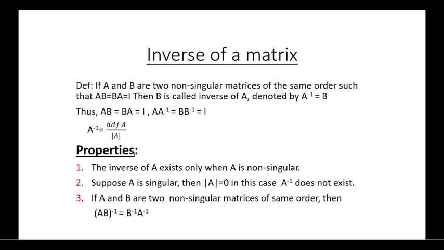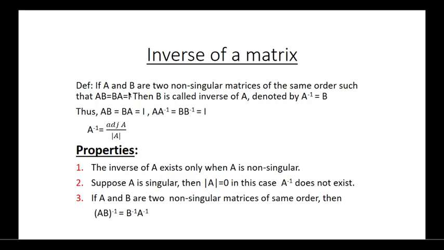Now the properties of the inverse matrix. The inverse of a matrix exists only when the matrix is non-singular. Whenever the given matrix is non-singular, the inverse exists. Suppose A is singular, singular means its determinant is 0. In this case, A inverse does not exist. Suppose A and B are two non-singular matrices of the same order, then AB whole inverse equals B inverse into A inverse.